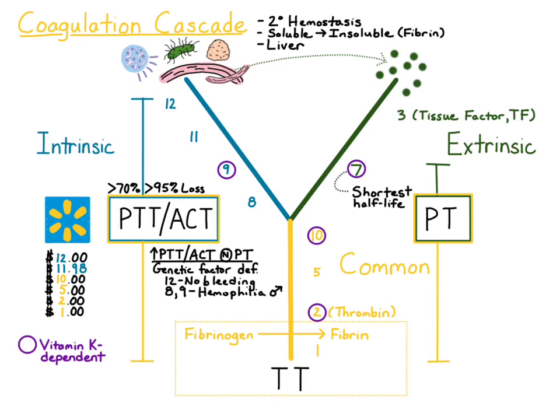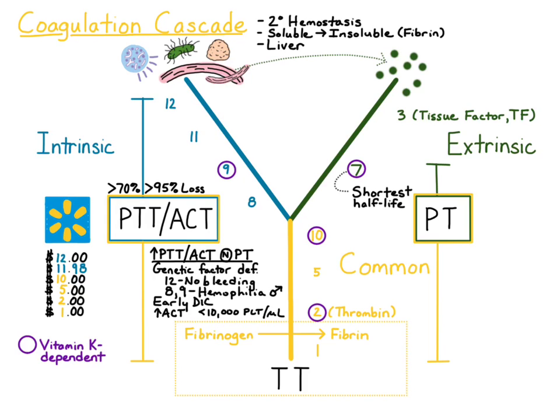The next cause is early DIC or early disseminated intravascular coagulation, and you'll learn more about this test in a future video. And then finally, prolongation of the ACT, but not the PTT, can result from marked thrombocytopenia, so a platelet count less than 10,000 per microliter.